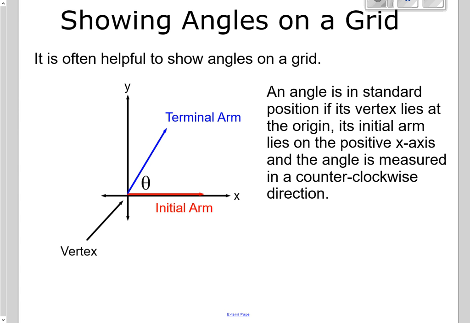Your vertex of your angle is just the point where the terminal arm and the initial arm come together to create the angle. So that's your vertex, and it'll be at 0, 0. It'll lie at the origin. And so the angle always will fall in between that positive x-axis and wherever the terminal arm lies.